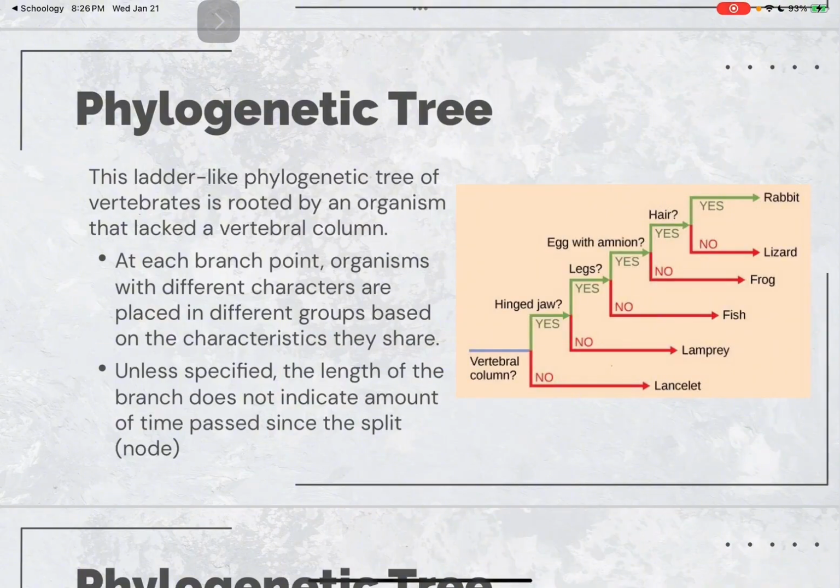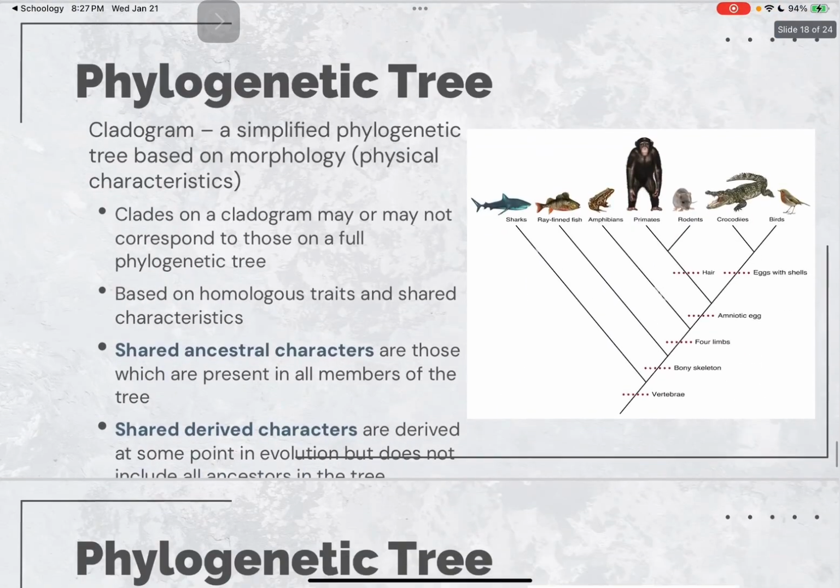So at each of the branching points, the organisms have a different characteristic, and they're placed in different groups based on the characteristics that they share. This is the morphology. Unless it's specified, the length of the branch does not indicate an amount of time has passed. So essentially, it could be a really long branch, but that doesn't mean that it's been 10,000 years. It doesn't even indicate a time. It's simply that whoever drew the phylogenetic tree just drew that branch really long. So again, at each breaking point is that characteristic that differentiates the previous from the new.